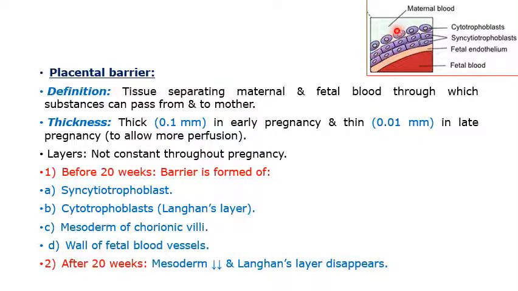and cytotrophoblast, which is the Langhans layer, and the mesoderm of the fetus, and the wall of the blood vessel of the fetus. And after 20 weeks, the Langhans layer disappears and the thickness of the mesoderm decreases, so it becomes thinner.